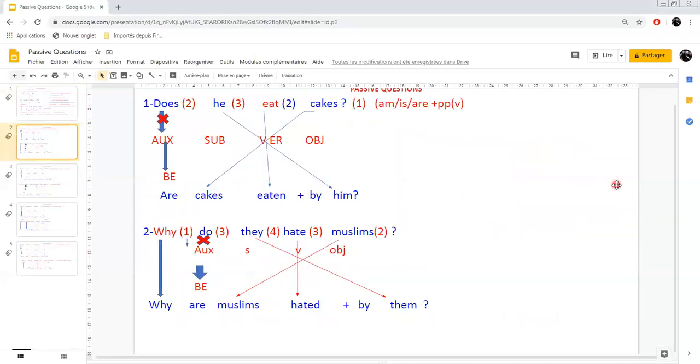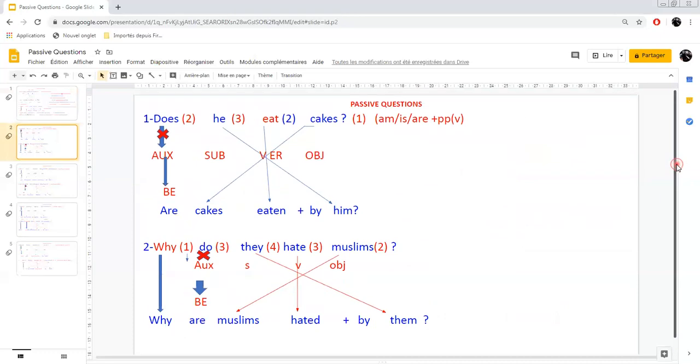So we go with the simple present here. So we've got, does he eat cakes? Does he eat cakes? So he is the subject, the verb is eat, and the object is cakes here. So you bring your object here and it becomes the subject, cakes. And number two here, which is the auxiliary and the verb here. So in this case, you cannot use to do in the passive. You should be very careful here.